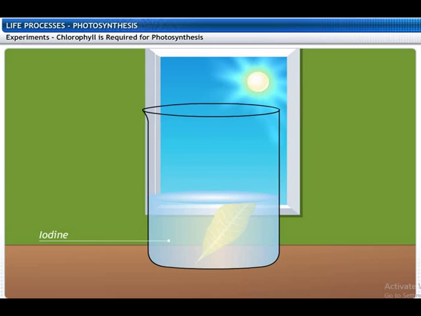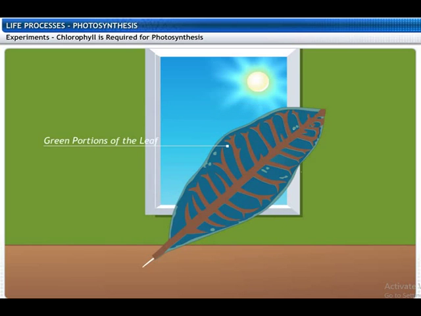Now, dip the leaf in a dilute solution of iodine for a few minutes. The green portions of the leaf turn blue-black, indicating the presence of starch. The non-green portions of the leaf turn brown, indicating that starch has not been formed. Since only the green portions of the leaf turned blue-black, you can infer that chlorophyll is essential for photosynthesis too.